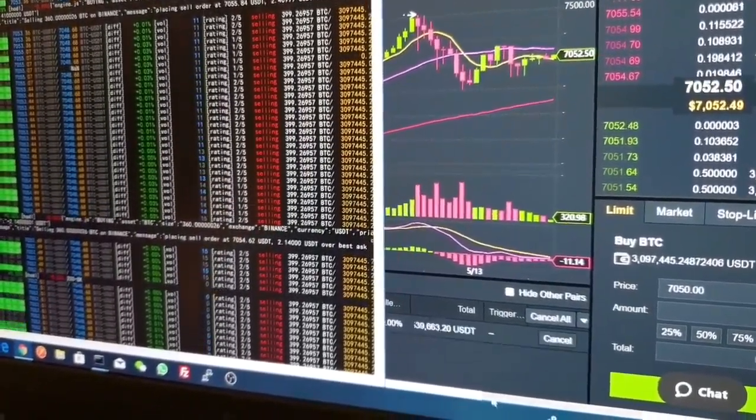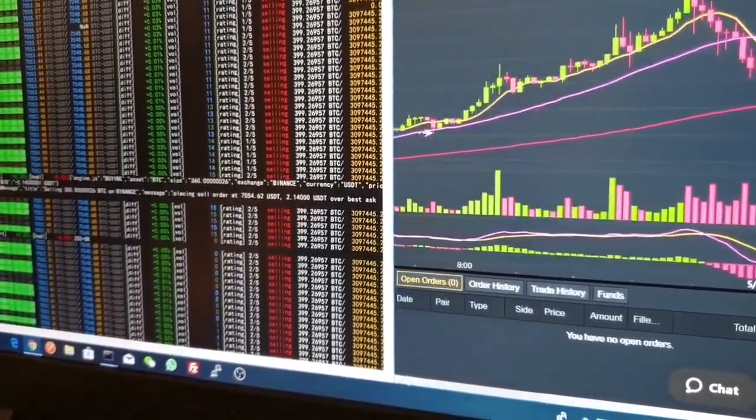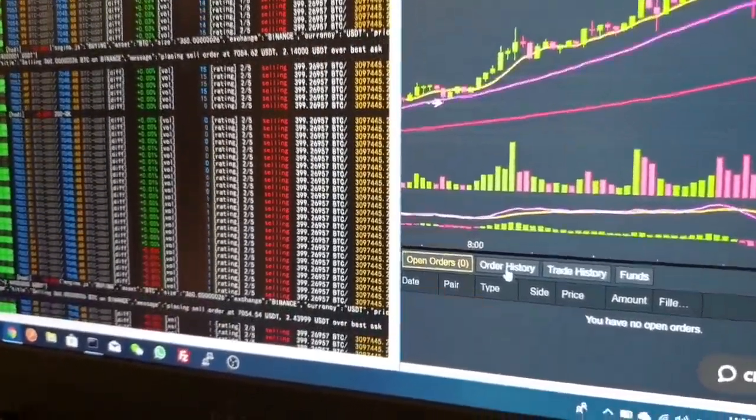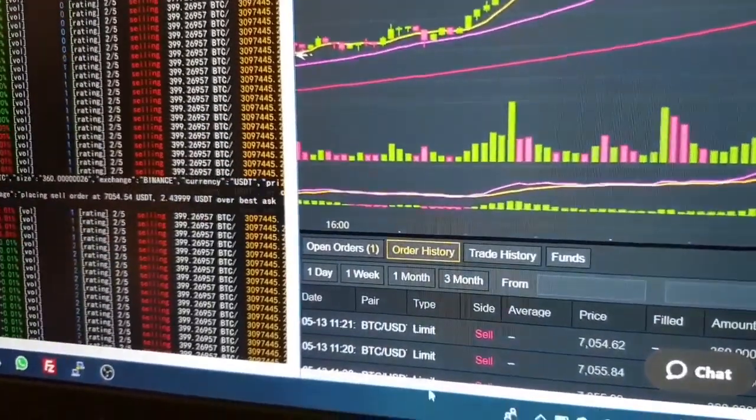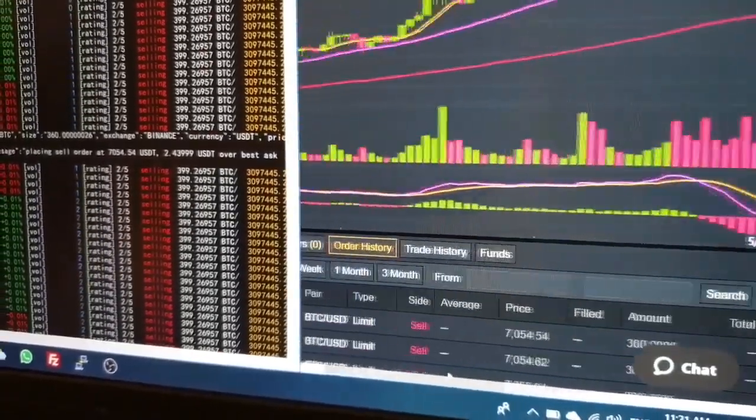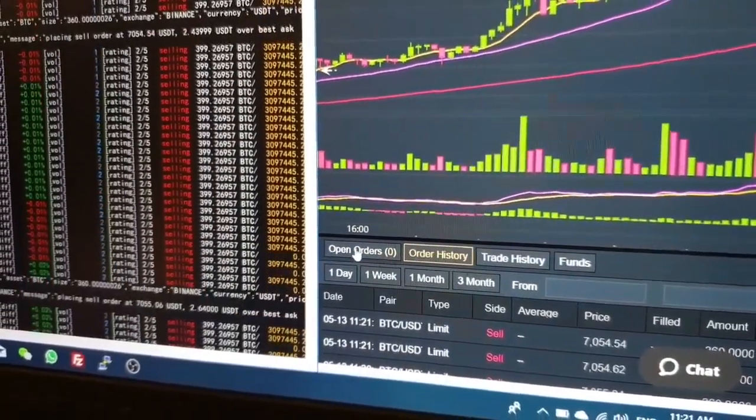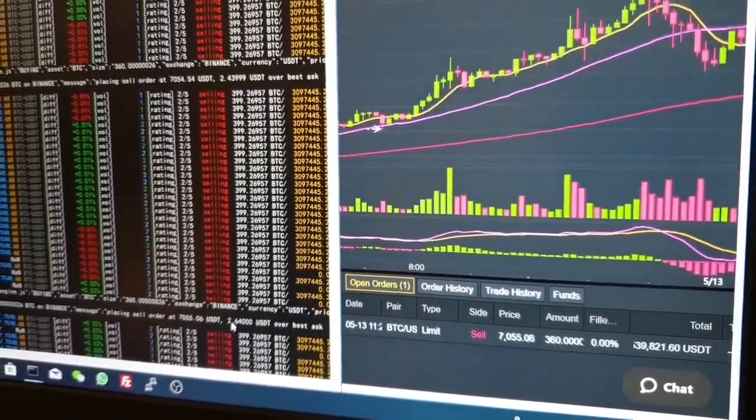If you look at the order history, you'll see a lot of sell, cancel, sell, cancel, because it's trying to find the best time to sell.